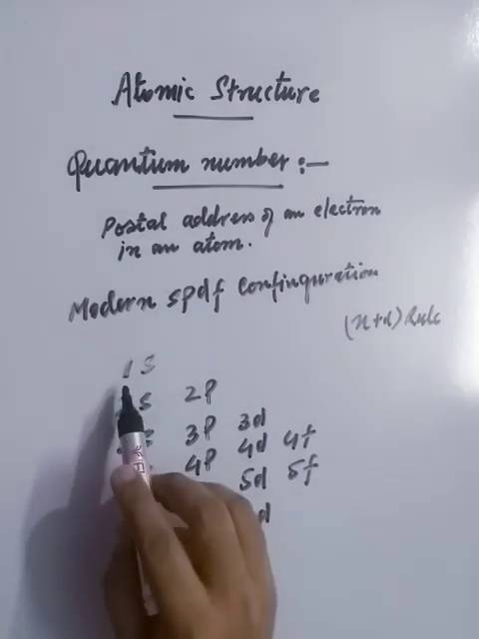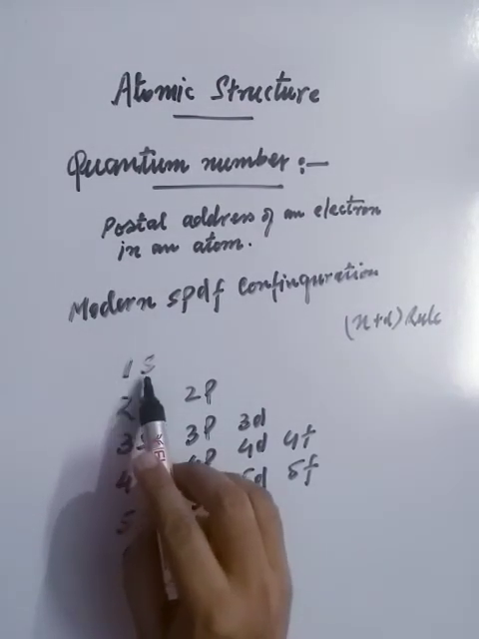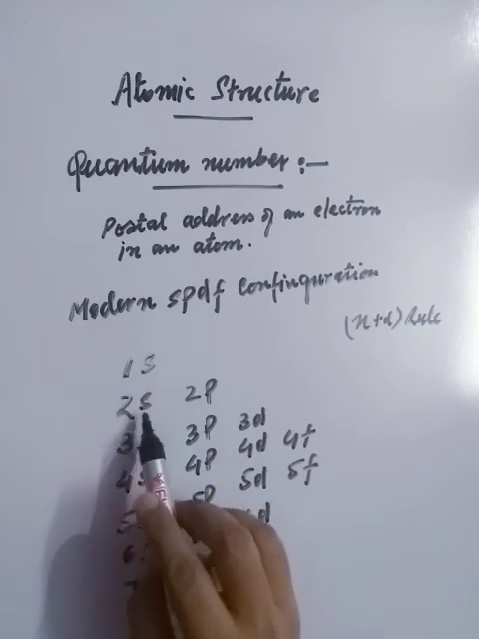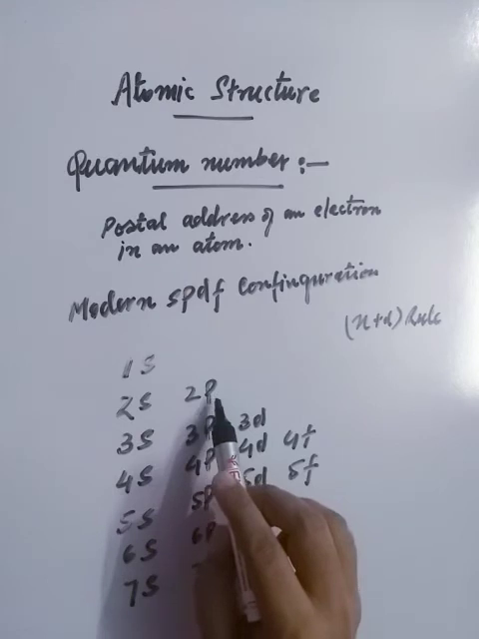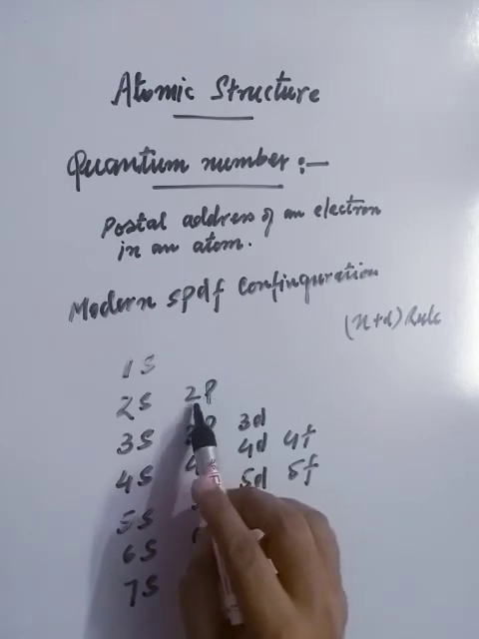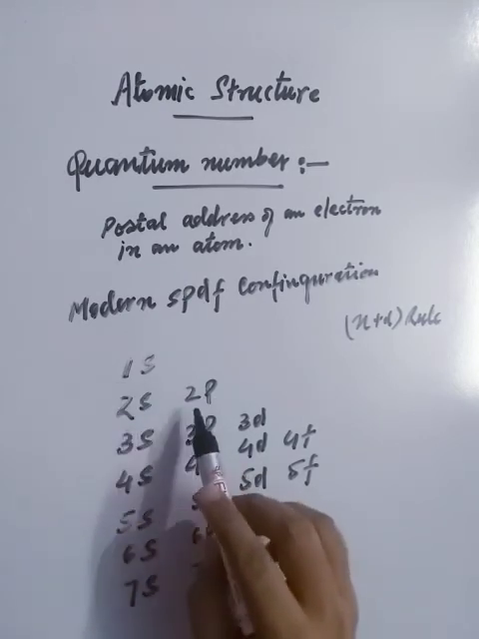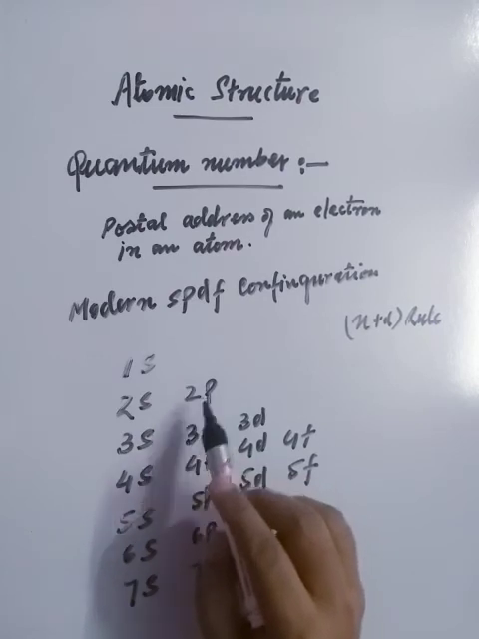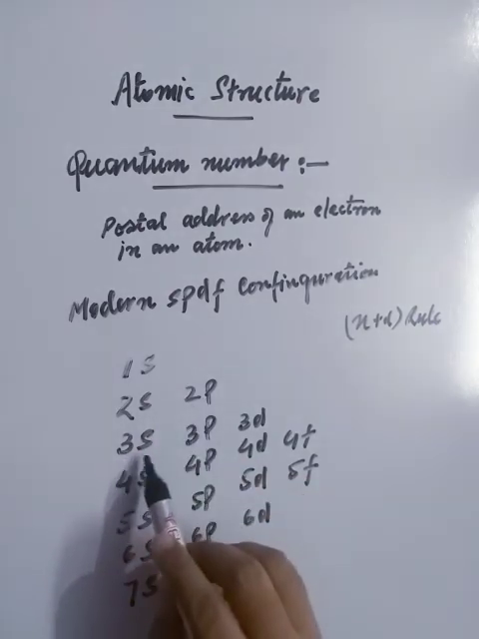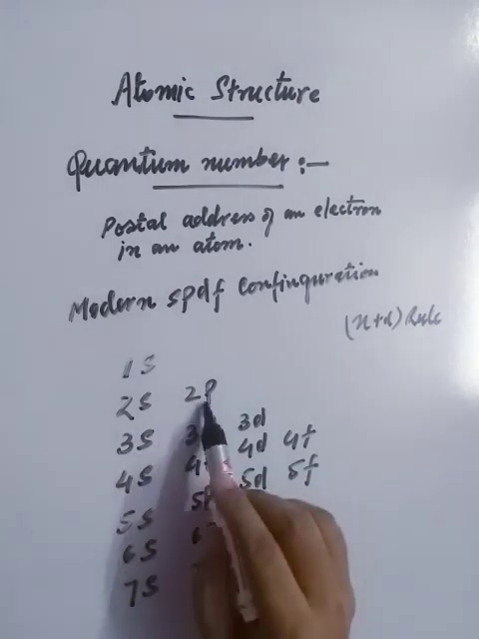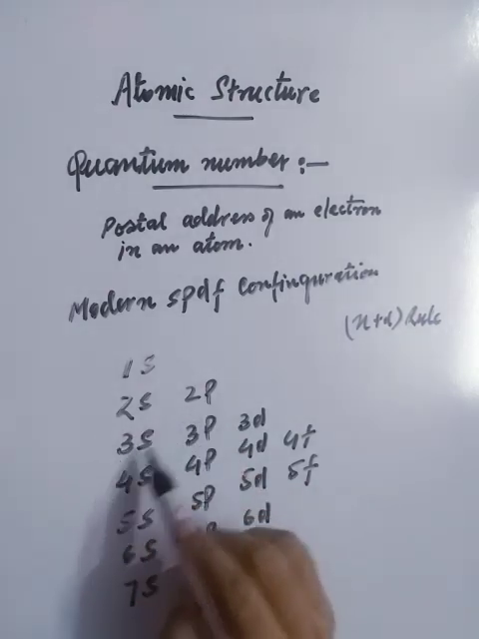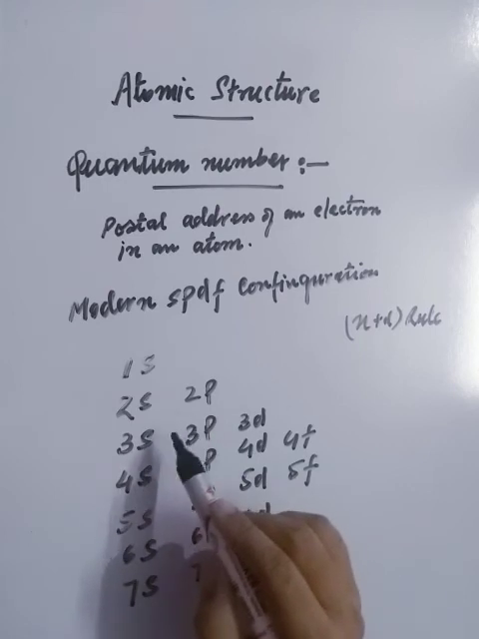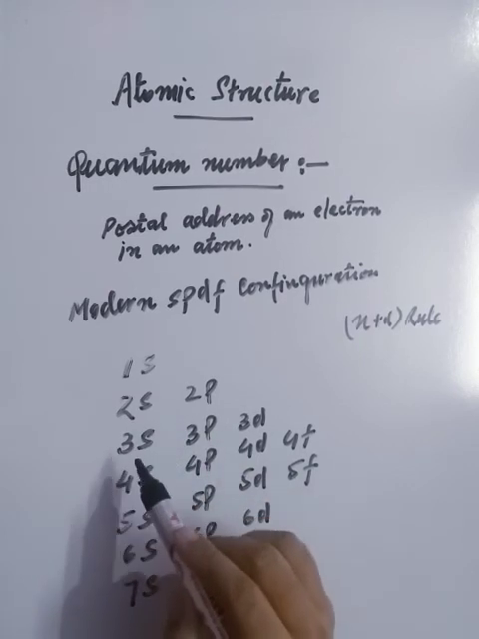Now for 1s it will be 1 plus 0, that is 1. For 2s it will be 2 plus 0, that is 2. And for 2p, what will be the value of L for p? That is 1, so 2 plus 1 is 3. So 1, 2, 3, and 2p will have higher energy. Now 3s is 3 plus 0, that is 3, and 2p is 2 plus 1, that is 3. So who will have higher energy? Both have the same N plus L value, so 3s will have higher energy because it has the higher value of principal quantum number.